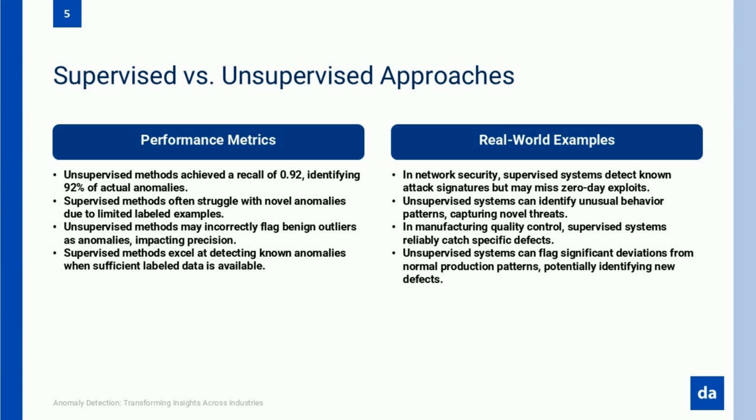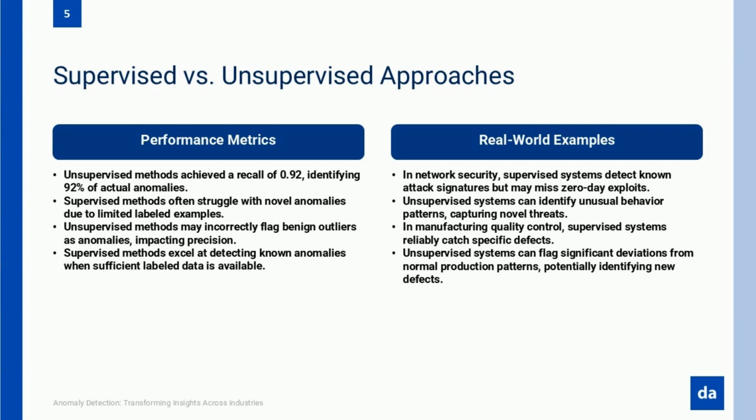The choice between these approaches isn't just academic, it's driven by practical organizational constraints. Does your organization have access to labeled examples of anomalies? How comprehensive is that labeled dataset compared to the variety of anomalies you might encounter in production? Can you tolerate some false positives to gain the ability to detect completely novel anomalies?